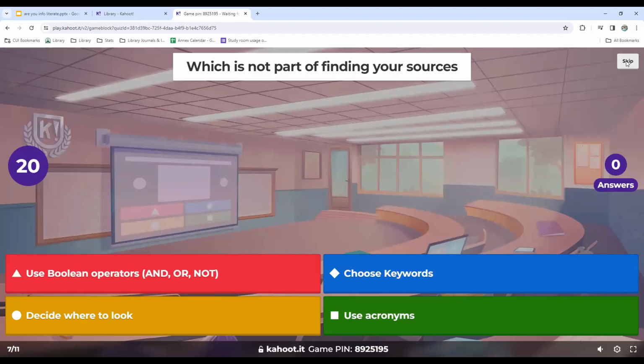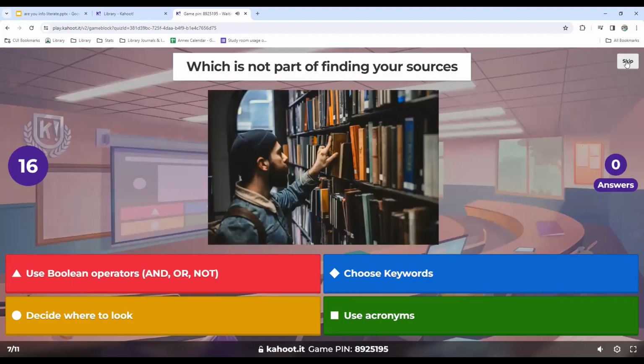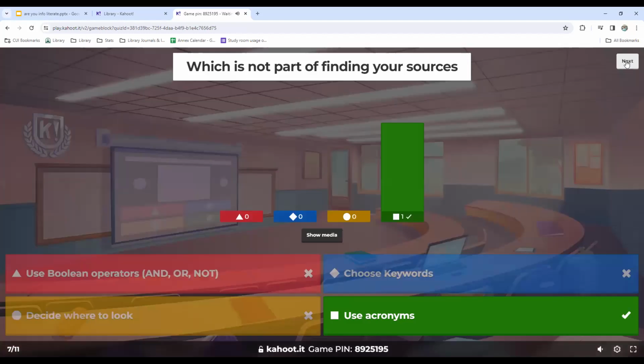Next question is which is not part of finding your sources? Is it using Boolean operators and or a not, choosing keywords, deciding where to look, or using acronyms? And that is correct again. Do not want to use acronyms when you're choosing your key terms and trying to find sources. Scholarly practice is you want to use the full key terms to make sure they're more easily locatable, especially since acronyms may have multiple meanings depending on the context that they're put in.